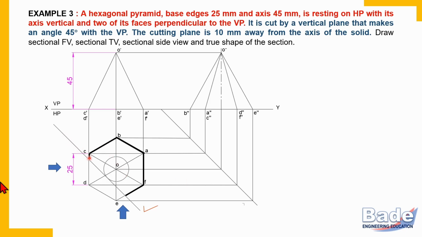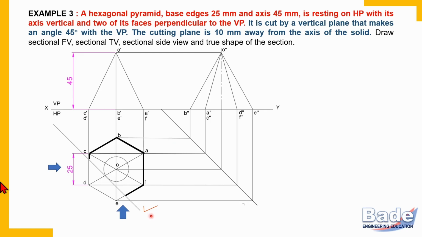We have selected the cutting plane line in such a way that the section is visible in the front view, and also in the side view. Not only that, we have selected the cutting plane line so that the smaller portion of the object gets removed. The larger portion of the object is retained. So this and only this is the correct position of the cutting plane line.